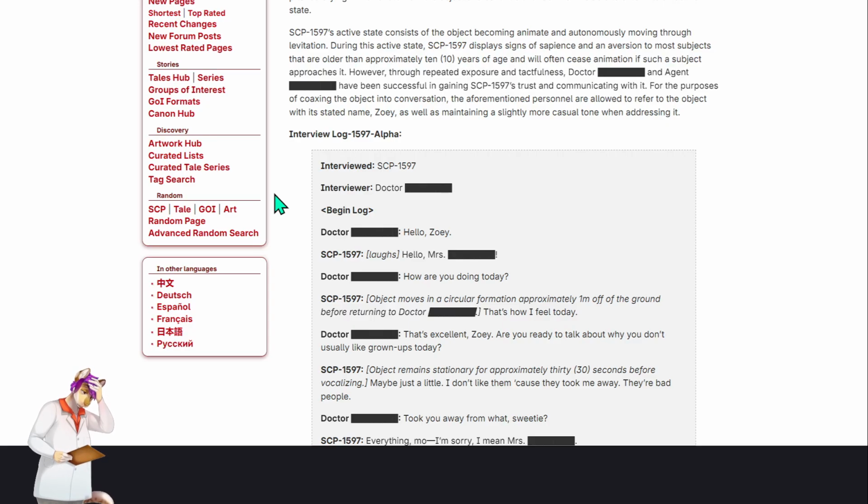However, through repeated exposure and tactfulness, Dr. Blank and Agent Blank have been successful in gaining its trust and communicating with it. For the purposes of coaxing the object into conversation, the aforementioned personnel are allowed to refer to the object with its stated name, Zoe, as well as maintaining a slightly more casual tone when addressing it.